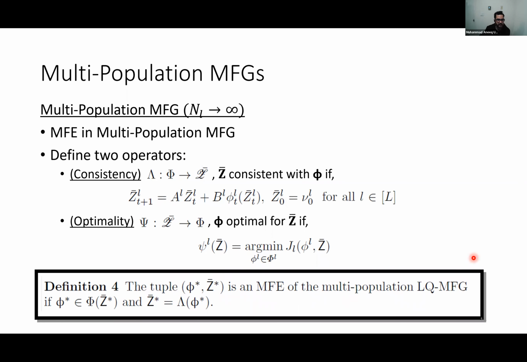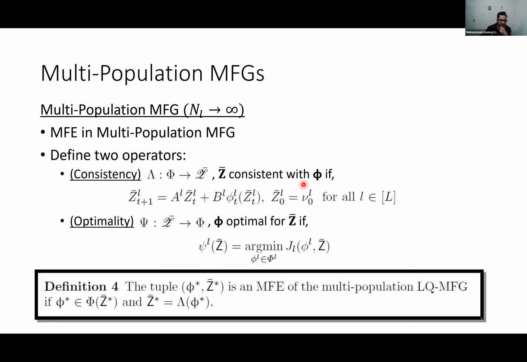So now we define the equilibrium of this mean field game in multiple populations. And again, we define two operators. The first one is consistency, and the second one is optimality. The consistency operator, given a controller, outputs a mean field.